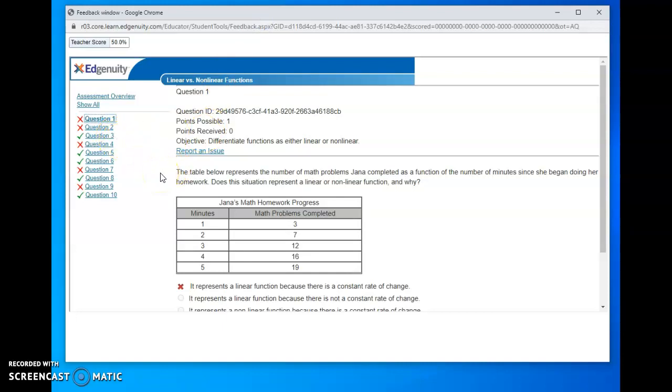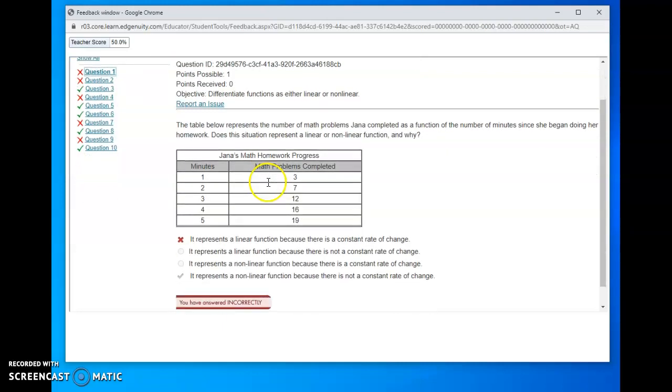So the table below represents the number of math problems Jana completed as a function of the number of minutes since she began doing her homework. Does this situation represent a linear or nonlinear function? Okay, so first we just have to look at, remember, linear means it's constantly going up by the same amount. Nonlinear means it's not going to go up by the same amount.